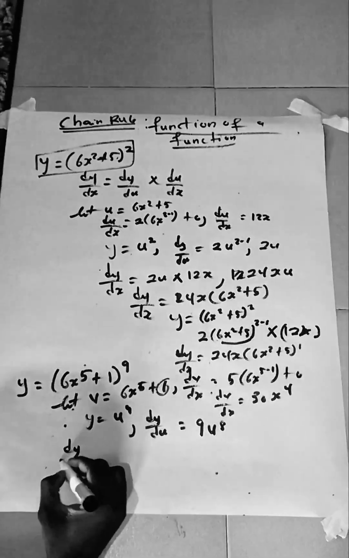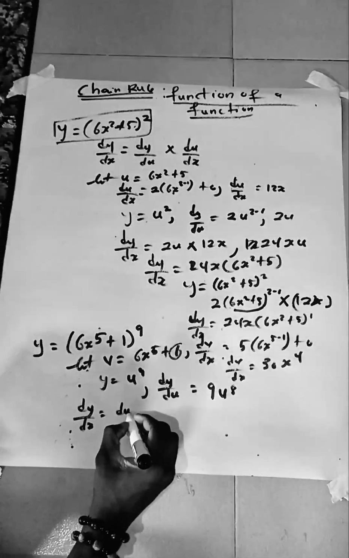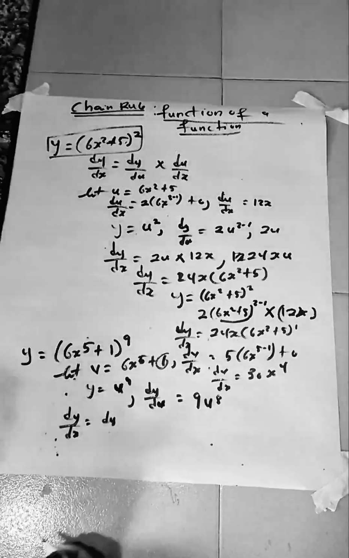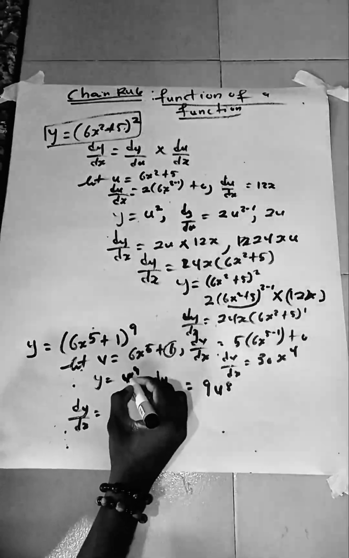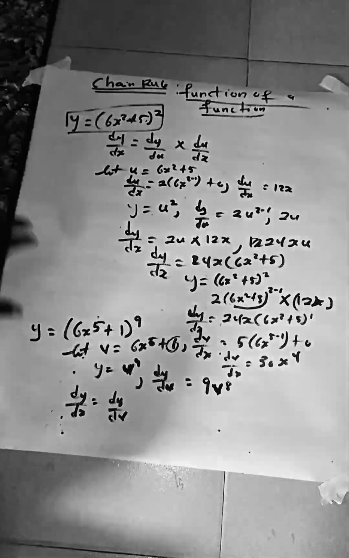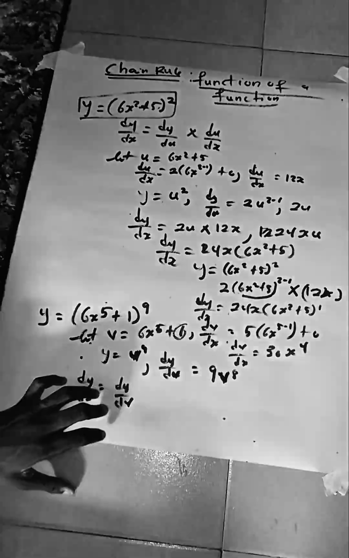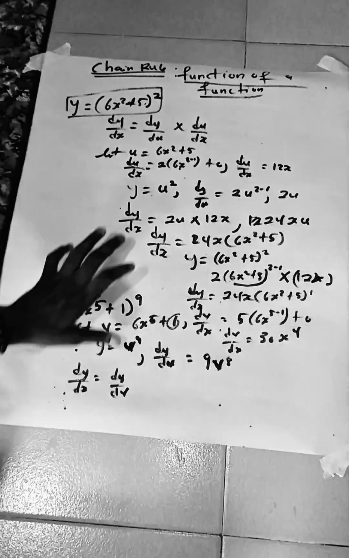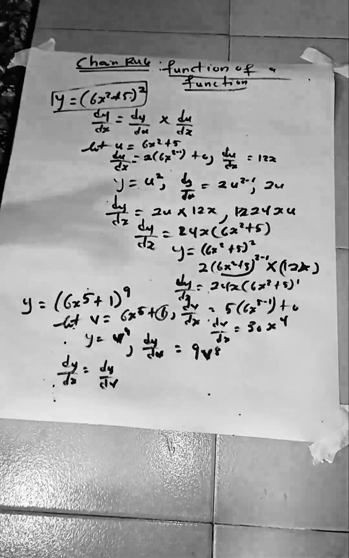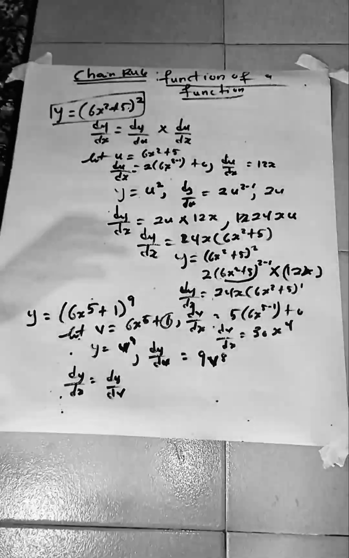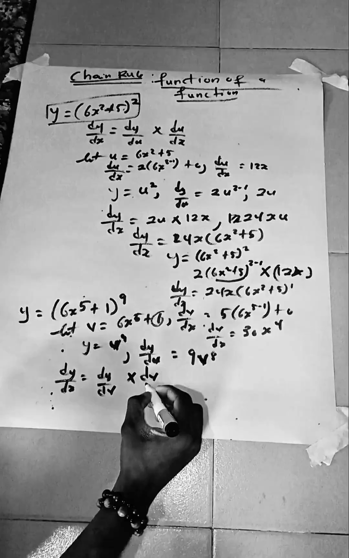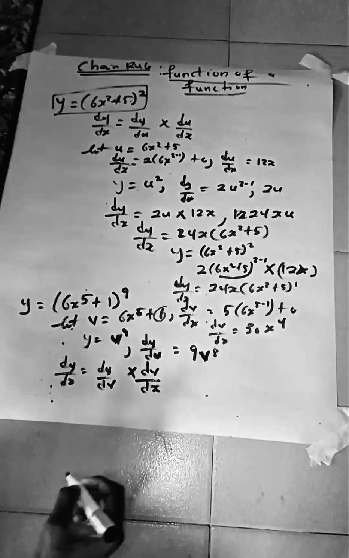So our dy by dx is going to be dy, sorry, this is v, we said this equal v, sorry. So our dy by dv, not du, sorry. So you can use any variable for this. It could be v, it could be u, it could be w, it could be z, whatever. So this du could be any variable of your choice. It doesn't necessarily have to be du. It could be the k, the s, the v, whatever your choice. So dy by dv times dv by dx.